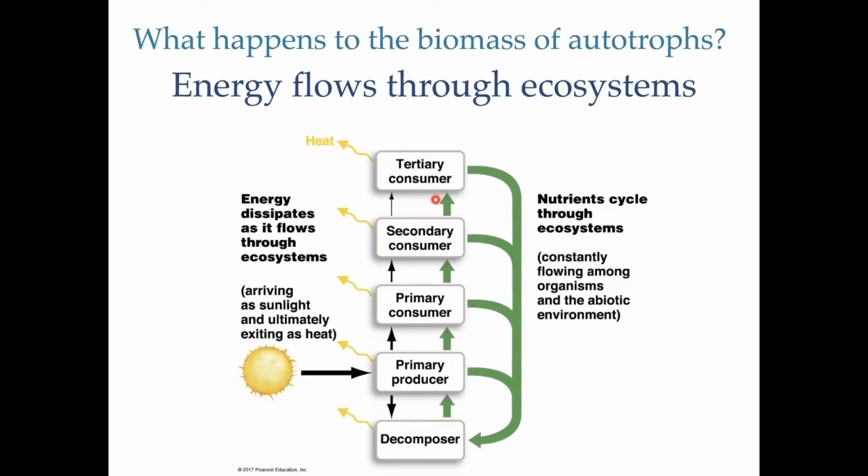So remember that we said that the biotic and abiotic components of an ecosystem are linked through energy and nutrients. Nutrients, on the other hand, are constantly flowing between the organisms and the abiotic environment.